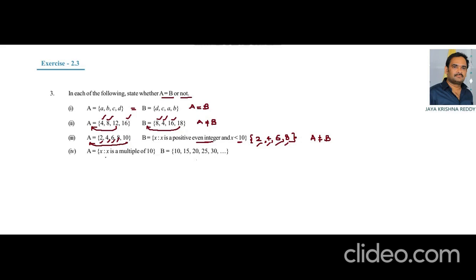And in the next question, X is a multiple of 10. Multiple of 10 means you can write 10 ones are 10, 10 twos are 20, 10 threes are 30, 10 fours are 40, and so on. And in set B, the elements given are 10, 15, 20, 25, like that. So from set B, if we observe, 15 is there in set B, but that 15 is not there in set A. So we can say simply that A is not equal to B.